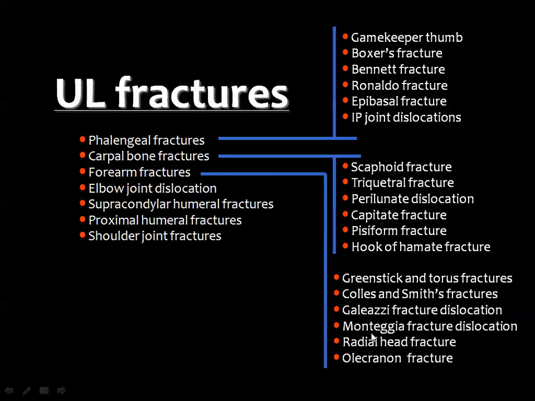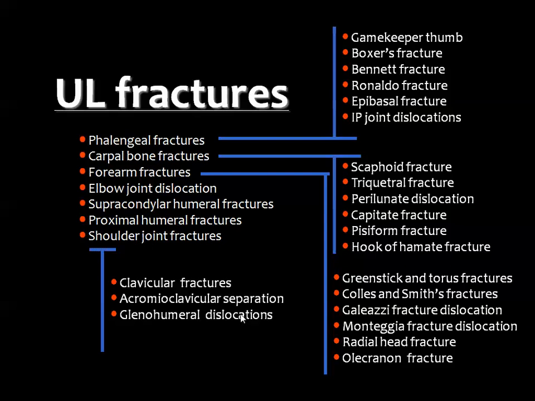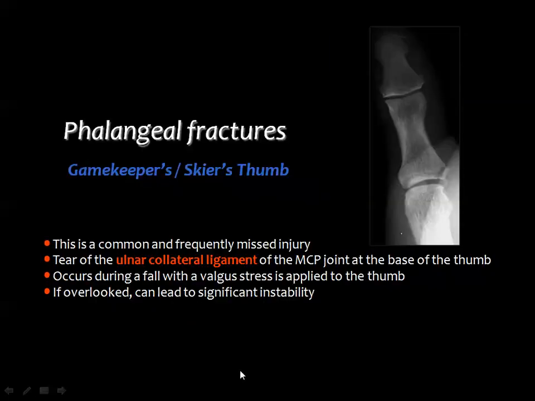Then in the second part we'll continue with the forearm fractures, including the greenstick and torus fractures, Colles' and Smith, and Galeazzi, Monteggia, radial head fractures, and olecranon fractures. Then we'll have some words about elbow joint dislocation, supracondylar humeral fractures in children and in adults, proximal humeral fractures, and finally we'll end with shoulder joint fractures and dislocations, including clavicular fractures, acromioclavicular separation, and glenohumeral dislocations.